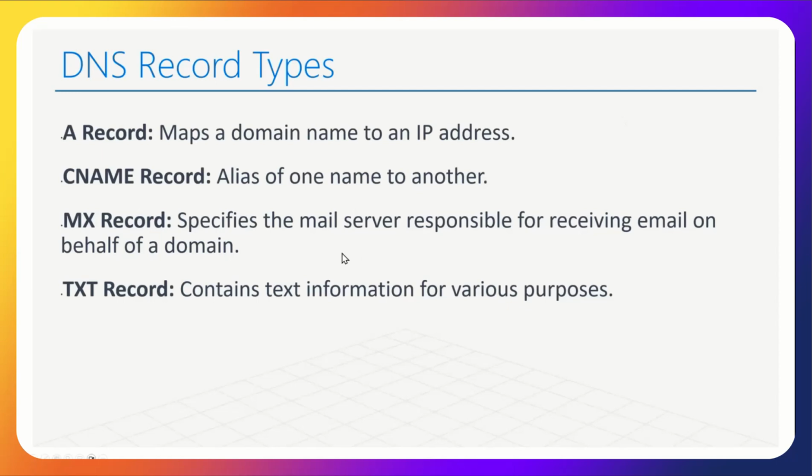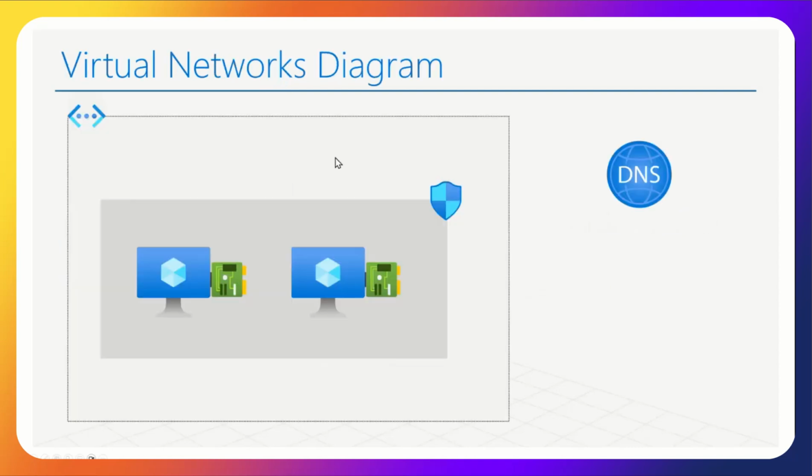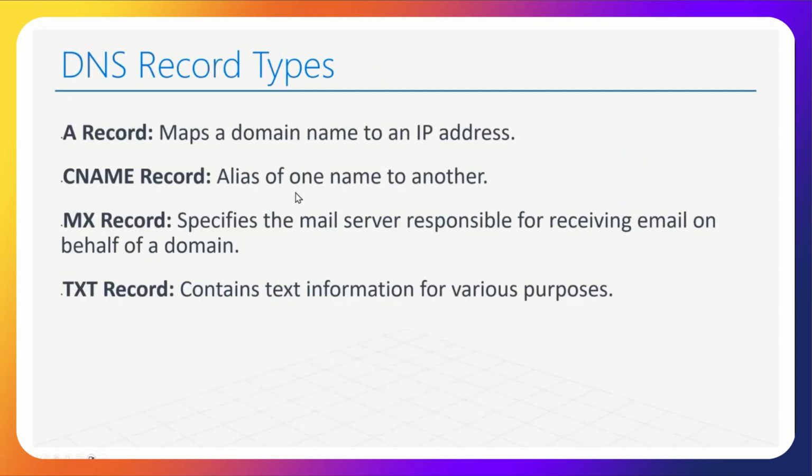There are many record types in DNS, and we'll look at just one of them today, the A record. We're going to map a domain name to an IP address. And a CNAME is an alias for one name to another. I can show you the difference between an A record and a CNAME record. Let's say I wanted one name to be the name of the long domain name that I already have configured. I would use a CNAME.